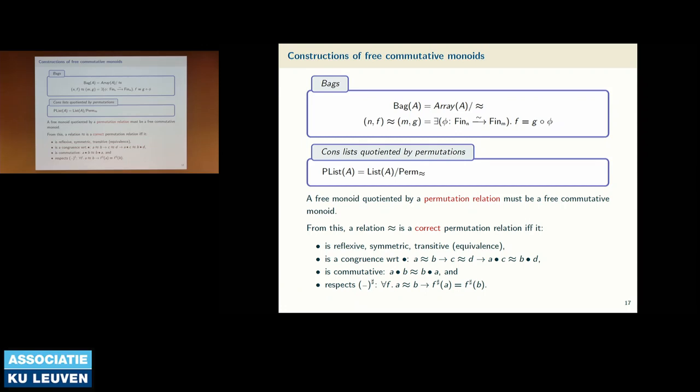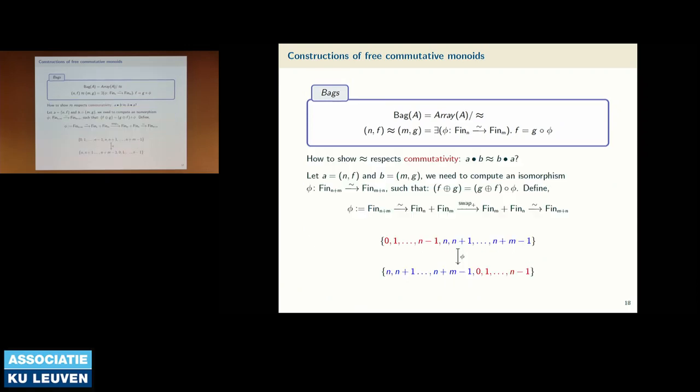So here we introduce the notion of a permutation relation. And we say that a relation is a permutation relation if it's an equivalence relation, if it's congruent with regards to multiplication, and also it's commutative. And finally, and most importantly, it respects sharp. In other words, for any function f, if a is related to b, then f sharp a should be equal to f sharp b.